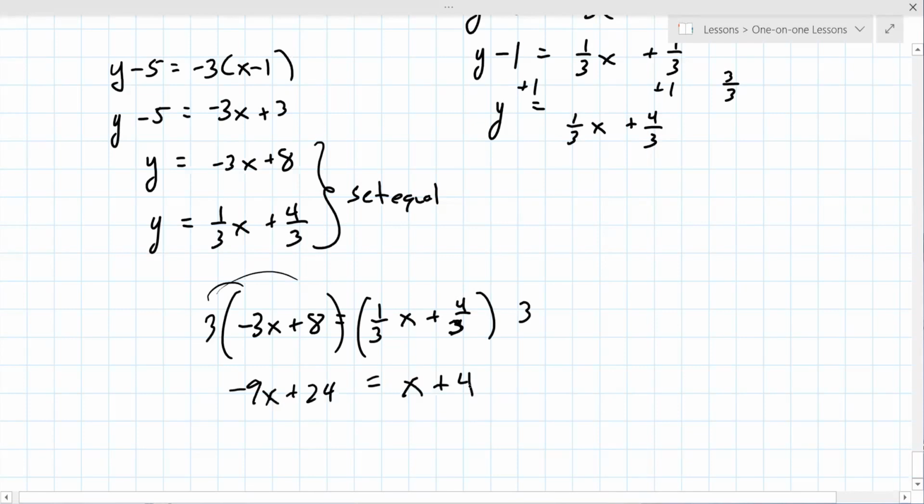And then what we're really hoping is that this works out really nicely. If you subtract x from both sides, you get minus 10x. If you subtract 24 from both sides, you get minus 20. So x equals 2. Yay.